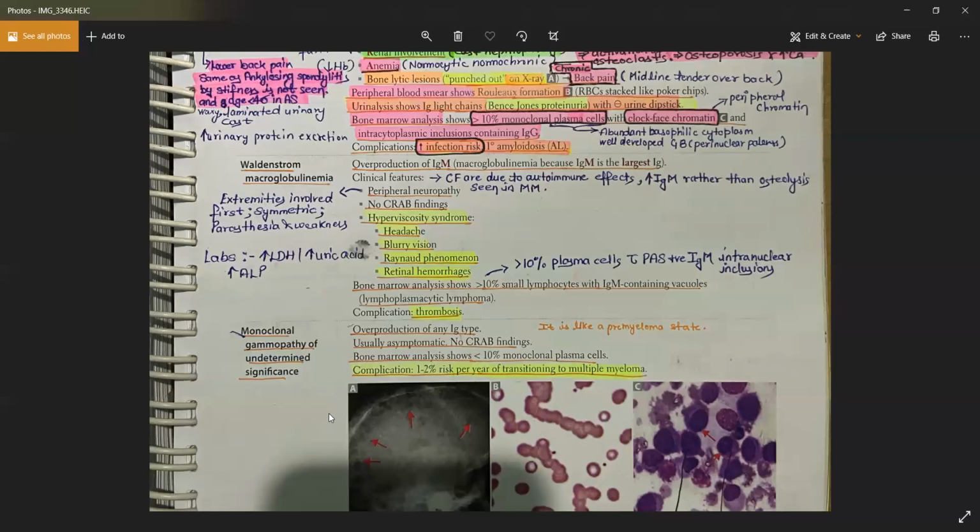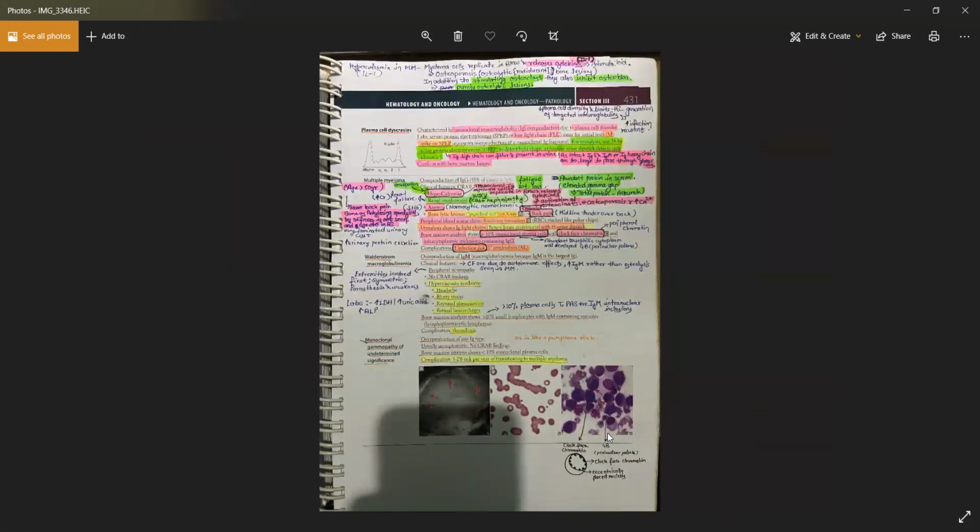Yes. That's why it is named undetermined significance, because we do not know what kind of tumor it's going to form in the later disease. What is the significance of this monoclonal plasma cell proliferation? We do not know, and that's why we call it undetermined significance. So, any doubt on this page?